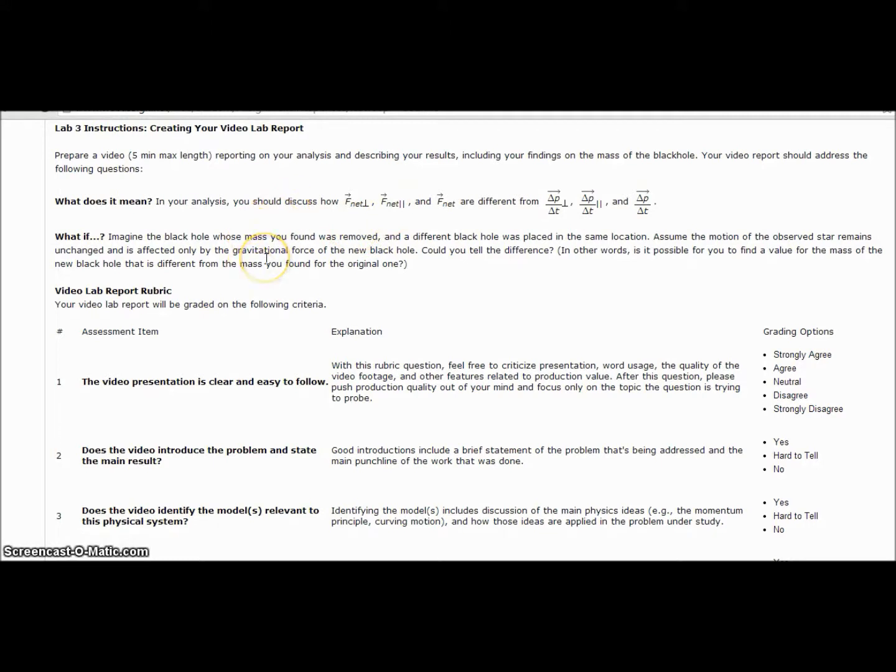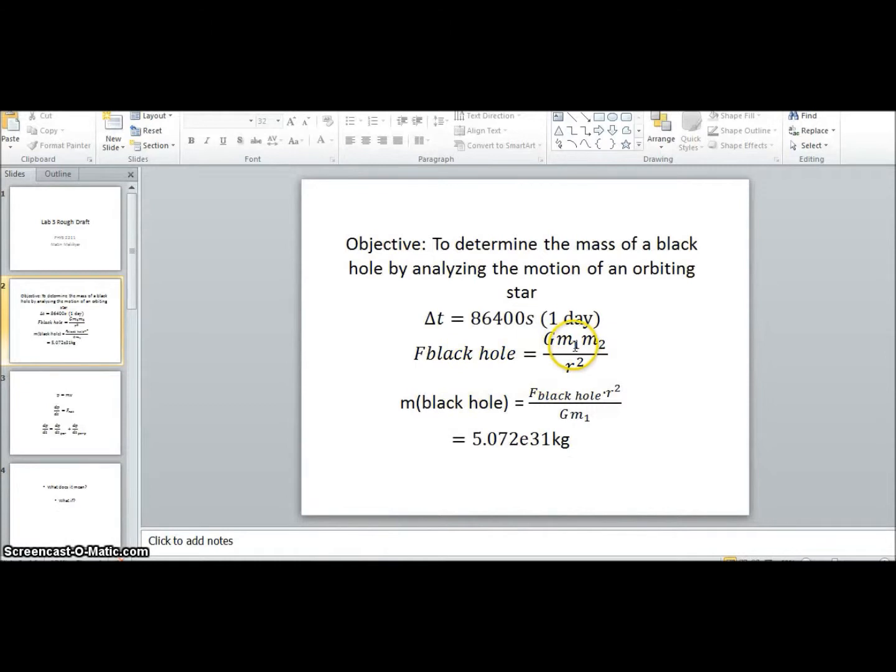Now for the what if questions, if the black hole was removed and another one put in its place, as long as the motion stayed the same, the force would also have to be the same, because we calculate the force based on the motion. And if the force is the same, the mass has to be the same. As we can see in our formula, everything is directly related. If the force is different, the mass has to be different. But since the motion is the same, the force is the same, and the mass is also going to be the same.